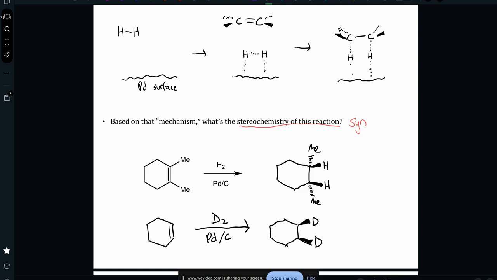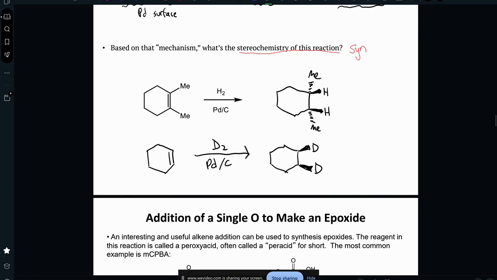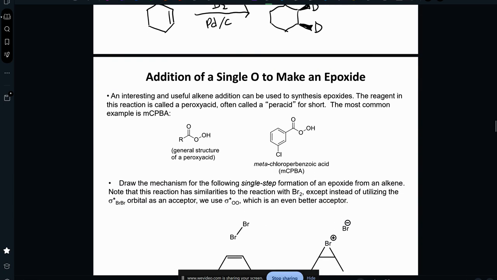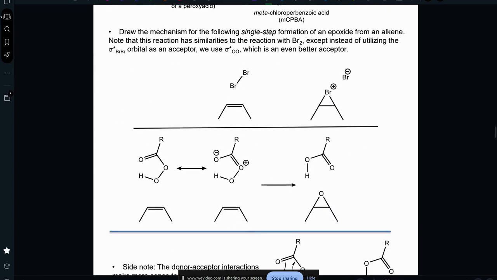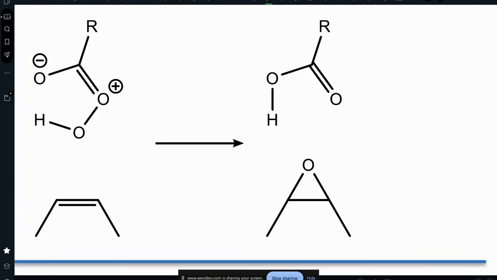All right, so that's a reduction of an alkene. What if I want to look at an oxidation? It turns out one useful reaction can be to turn an alkene into an epoxide. You might remember an epoxide is a molecule with a 3-membered ring with carbon. So this here is an epoxide.